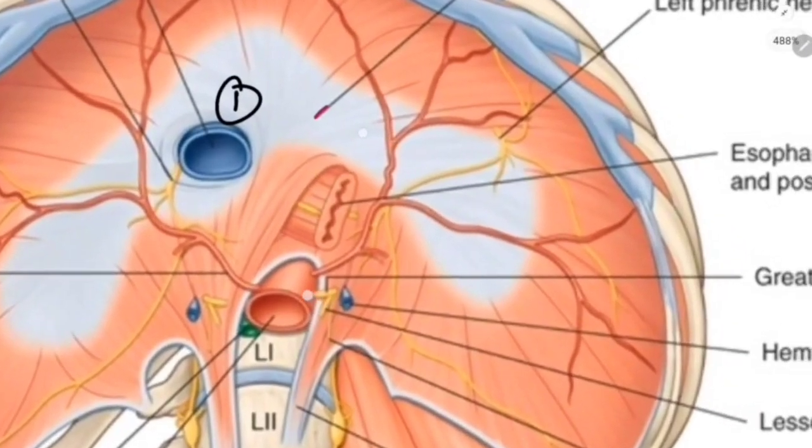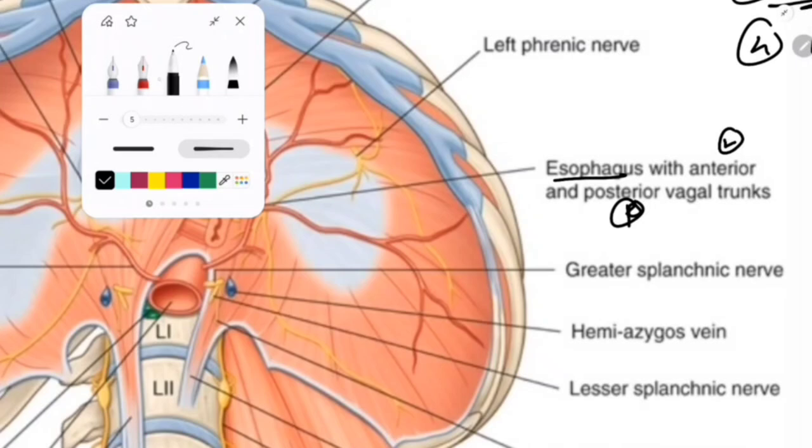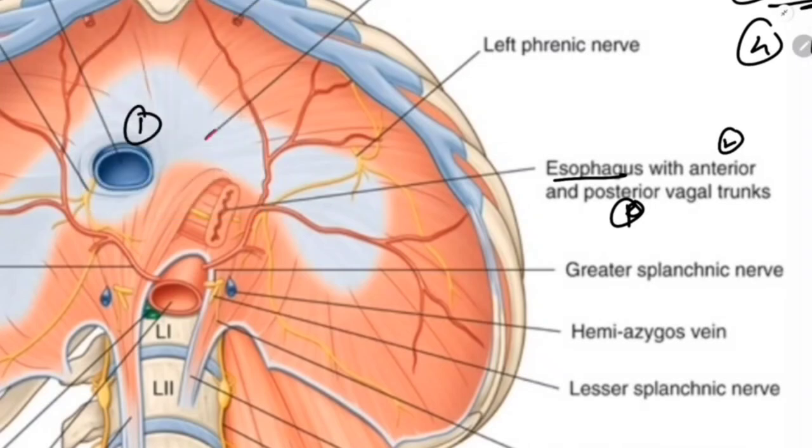The esophageal openingல மெயினா என்ன ஸ்ட்ரக்சர்ஸ் போகுது? It is esophagus, along with anterior and posterior vagal trunks. Anterior we can also call it as left vagal trunk and posterior is the right vagal trunk. இது கூடவே there is one artery which is passing through this esophageal opening. அது என்னது? It is the esophageal branch of left gastric artery. So esophageal openingல esophagus போகுது, the left and right vagal trunks போகுது, அது கூடவே esophageal branch of left gastric artery போகுது.